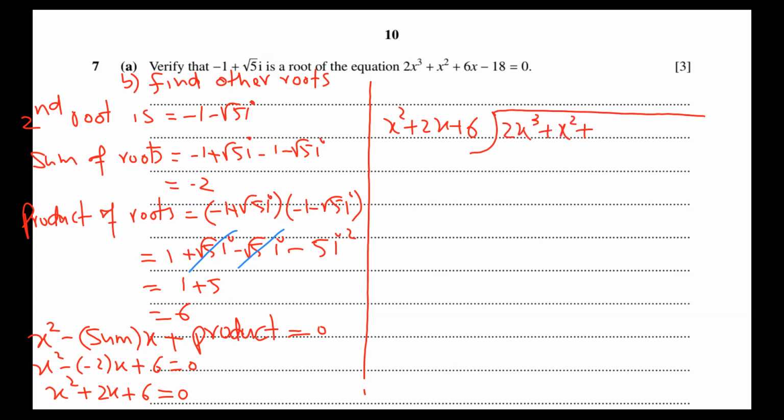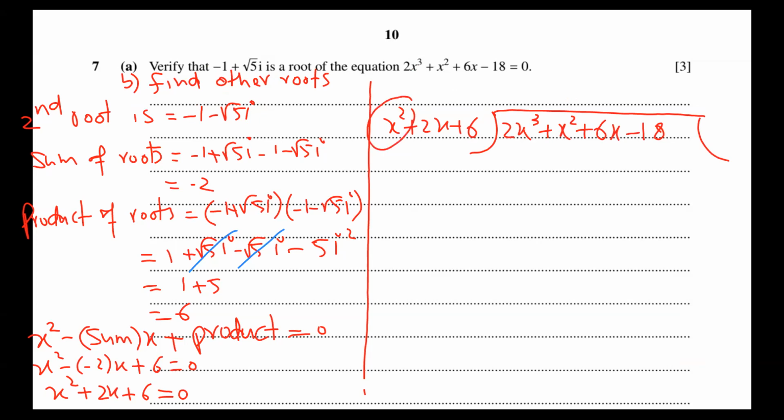The power of x is 3, so there are 3 roots. These 2 roots I got from here and here, so this equation accounts for 2 roots outside, and here I will get the third root. So let's start the long division.